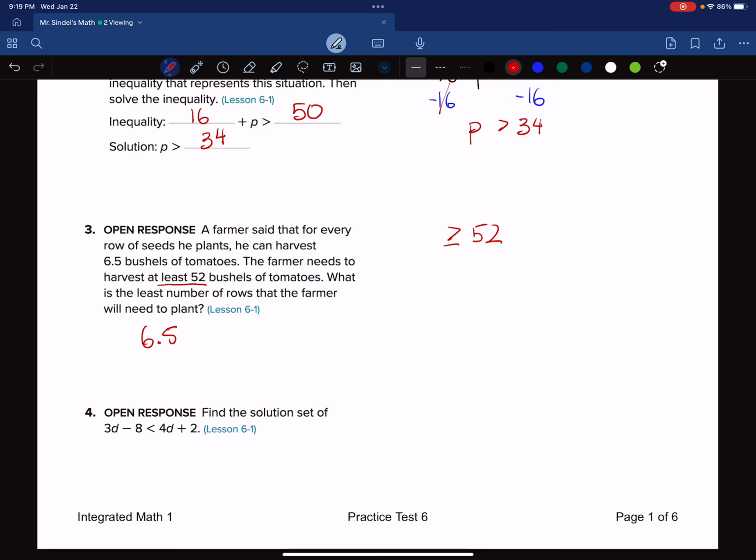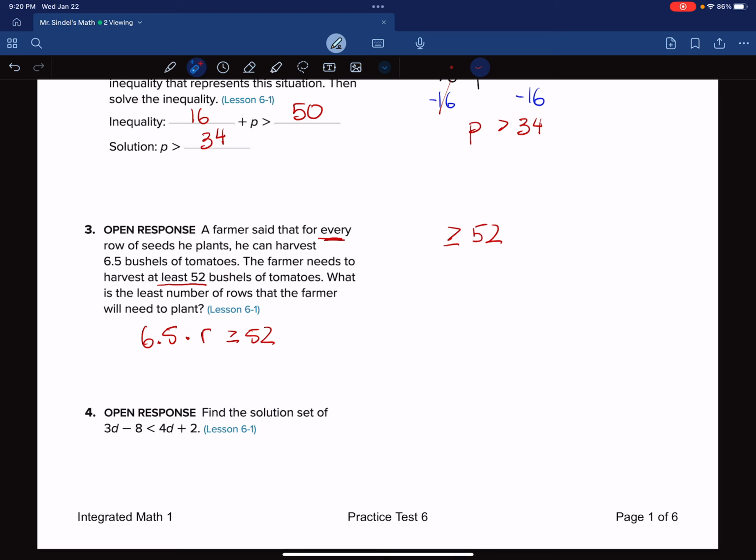Whenever you see the word per, did I see the word per, or did I make that up myself? I guess the word every can also mean multiply. So it's going to be 6.5 bushels for every row, so times R for row. I'm just making up a variable here. And that needs to be at least, so it's going to be greater than or equal to 52. So there's the greater than or equal to 52 piece. And once I solve for this, then I'm going to figure out the least number that he can plant. So we're choosing the smallest possible integer, aka whole number, for R.